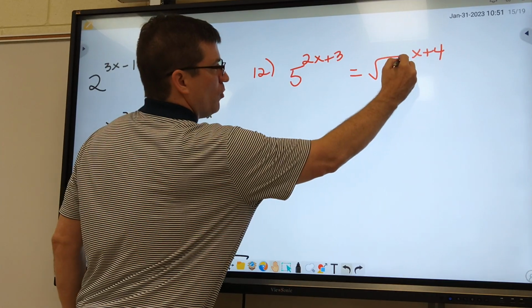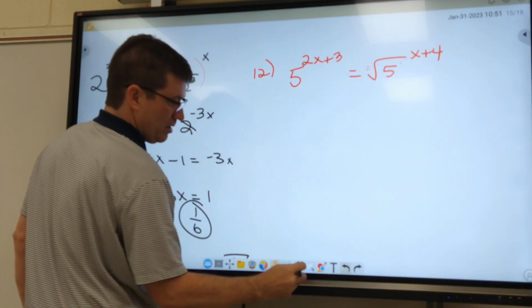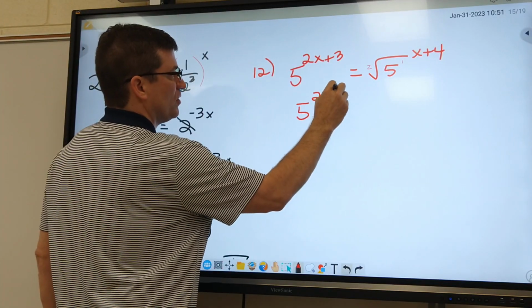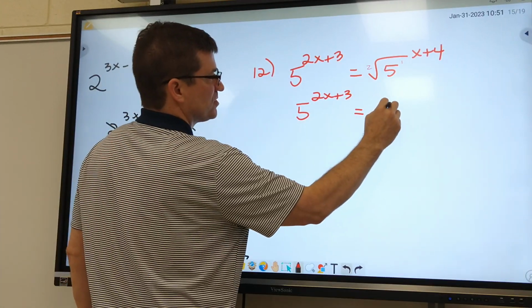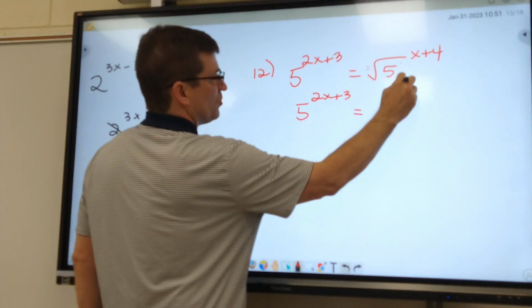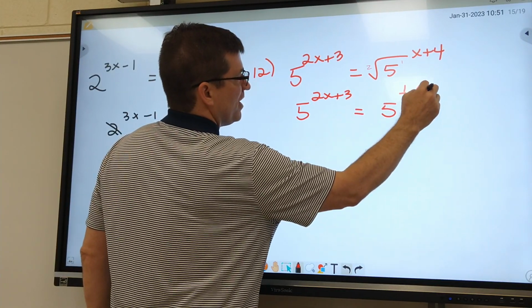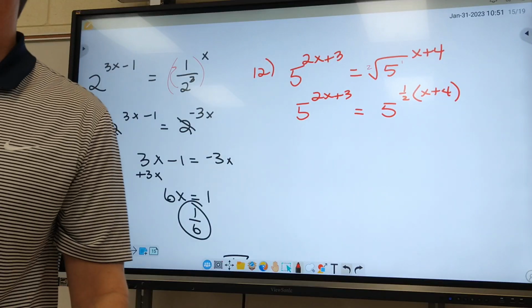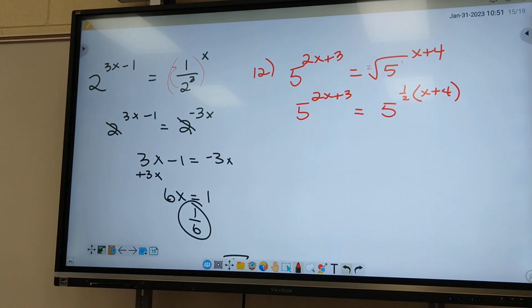Because I know that's a 1 and I know that's a 2, right? So, this is going to be 5 to the 2x plus 3. This one's going to be 5 to the 1/2. Leave the x plus 4 in parentheses. And now you can work it out. So the square root just becomes 5 to the 1/2.